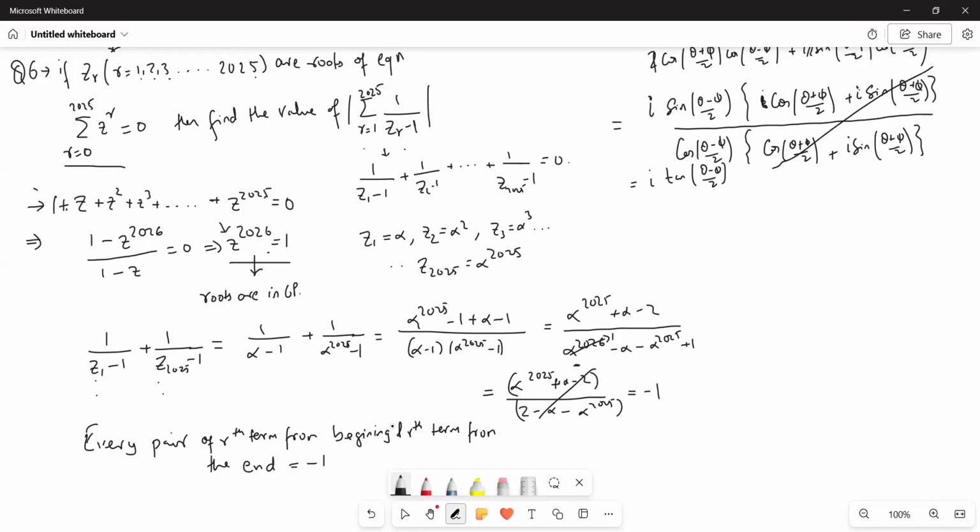Every pair will add up to -1. अब if we start from 1 go up till 2025, how many pairs would be created? 1024. ए ठीक है, सॉरी, 1012 सर. हाँ सर, 1012 बनेगा.